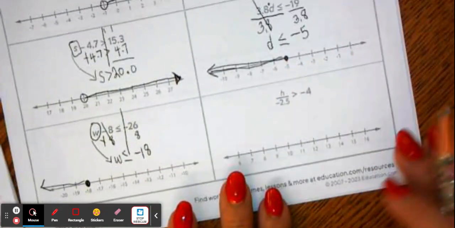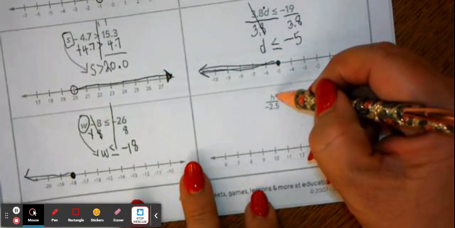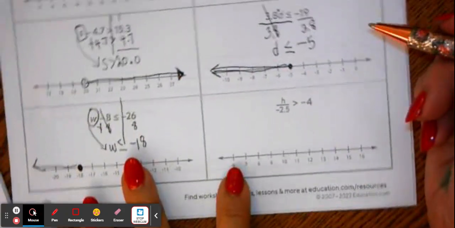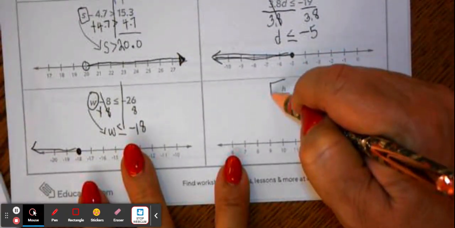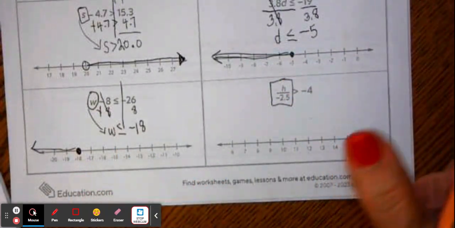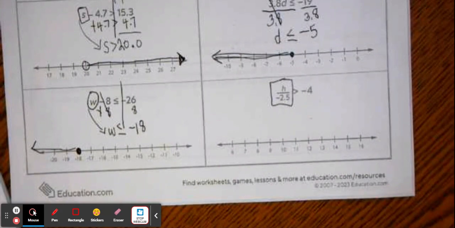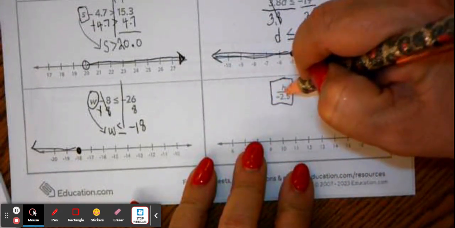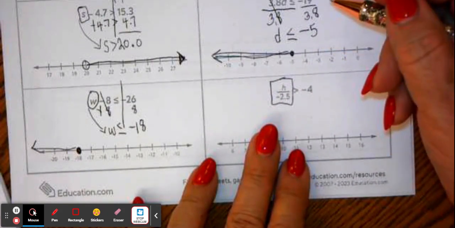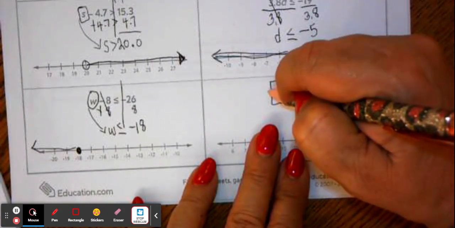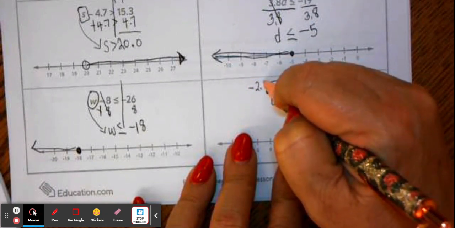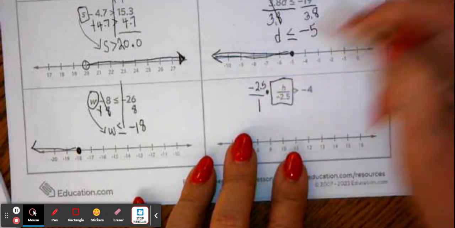All right, and our final one for tonight is h over -2 5/10 is greater than -4. Okay, well, I'm going to box in this is my coefficient. I don't have any other numbers to do. Again, this means to divide. So the opposite or the inverse of division is multiplication. So I'm going to have a -2 5/10 over 1.